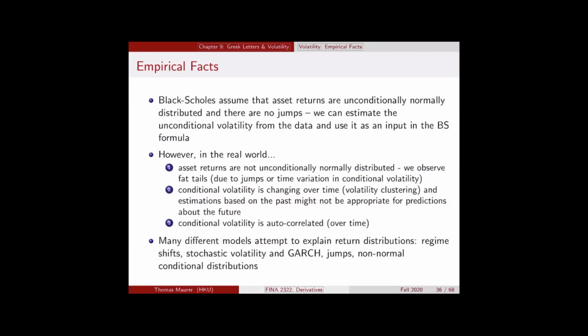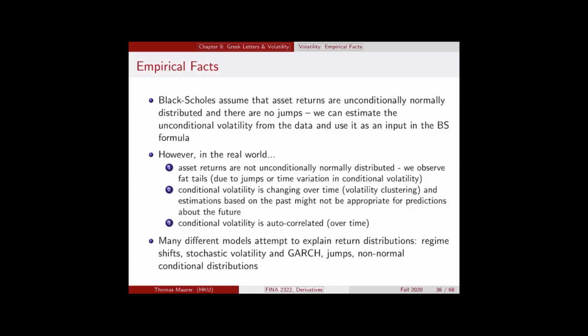And this is, however, not quite true in the real world. In the real world, we see that unconditionally returns are not normally distributed. And in particular, we typically see that we have very fat tails, meaning that we have very high returns at some points and sometimes very high negative returns. And these very large positive or negative returns are difficult to reconcile with a normal distribution, because under a normal distribution there would be basically a probability of 0 that these returns would ever realize.